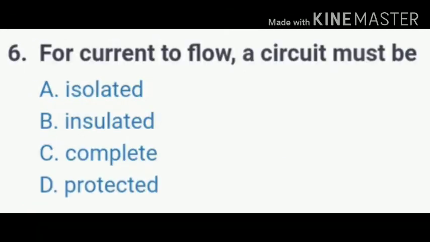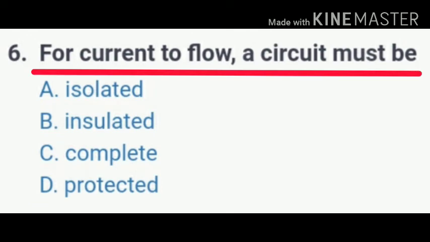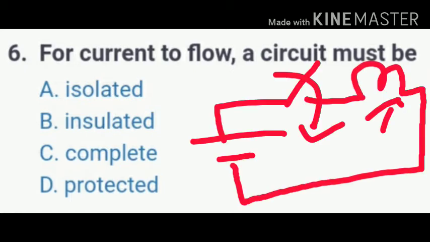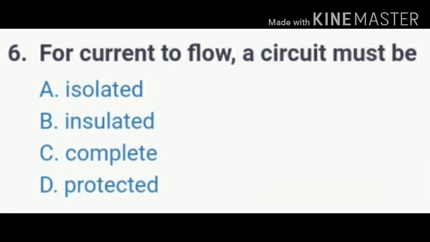So we get the next question. For current to flow, the circuit must be isolated, insulated, complete or protected. We know that for current to flow in the circuit, the circuit must be complete, not isolated, not insulated, and not necessarily protected. When the circuit is complete, the current will flow. Never in an incomplete circuit will the current flow. So a complete circuit means the circuit is connected to all the equipment. So here option B, complete, is the answer.